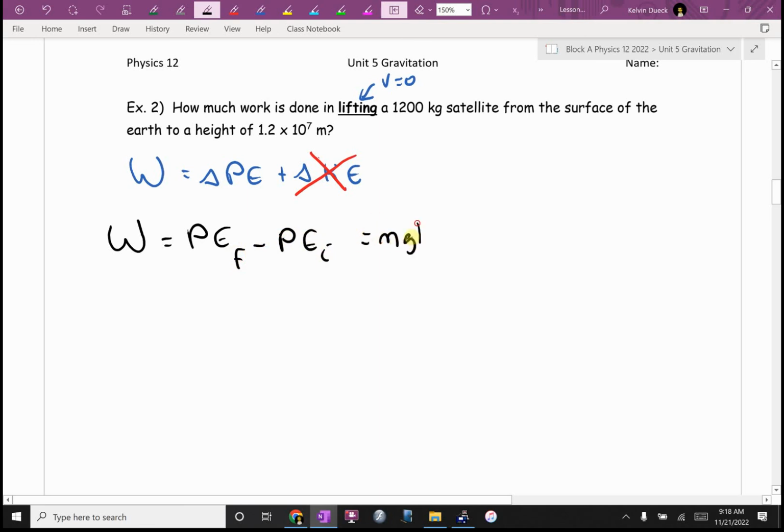It's going to be, don't write this down, MGH final minus MGH initial. Why can't I go MGH final minus MGH initial? Little g is changing. We've got to go cosmic. It's going to be negative big G, big M, little m over R final minus negative big G, big M, little m over R initial.